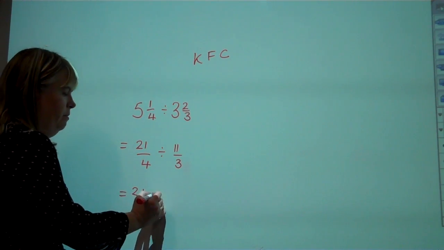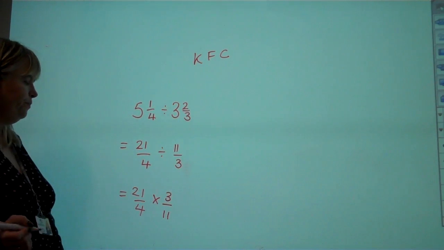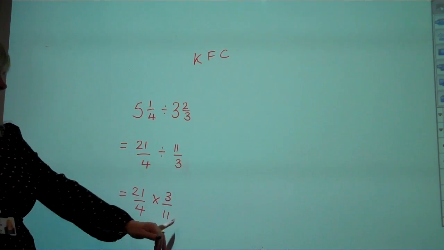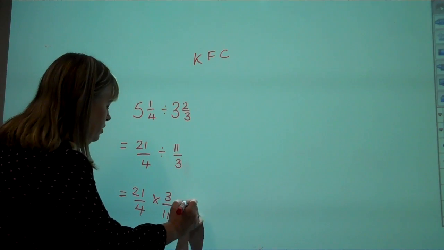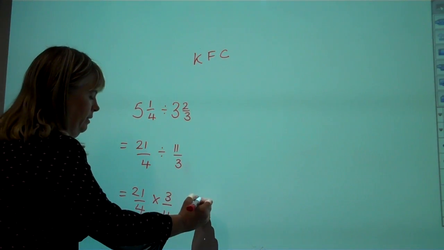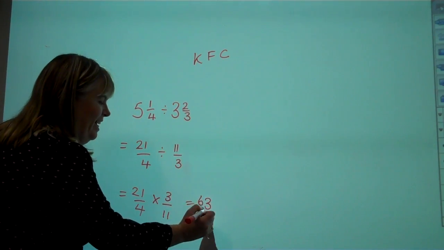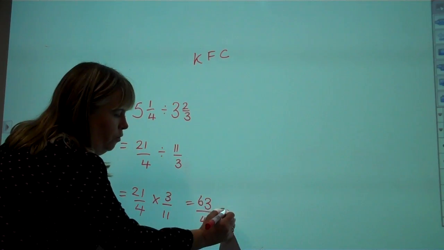So keep, change the sign and flip. Now, is there anything on the top that you can cancel with anything on the bottom? No. So you have to just go for it now. So 21 times 3 is 63. And 4 times 11 is 44.